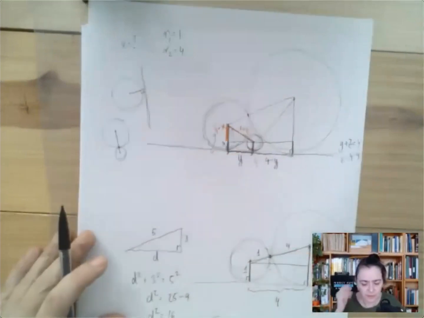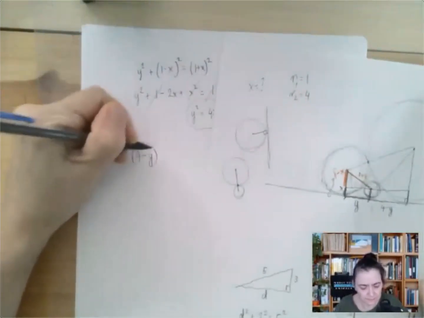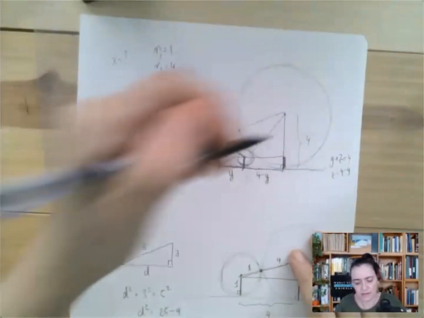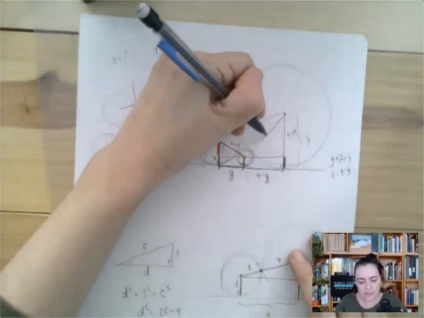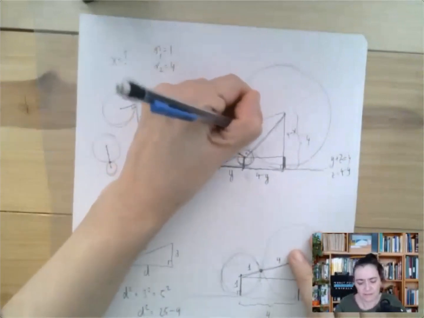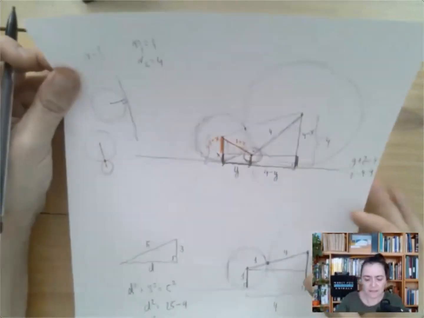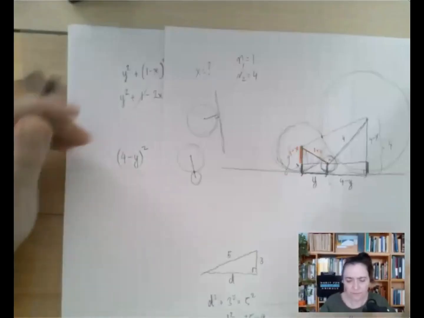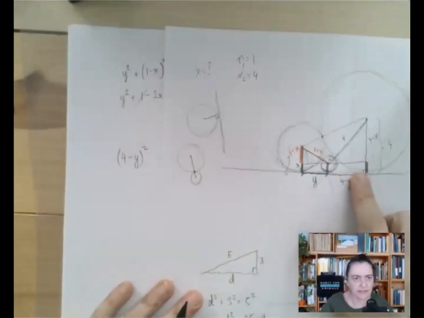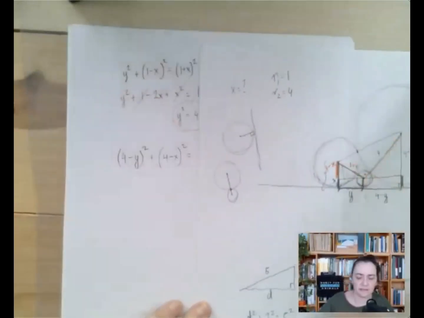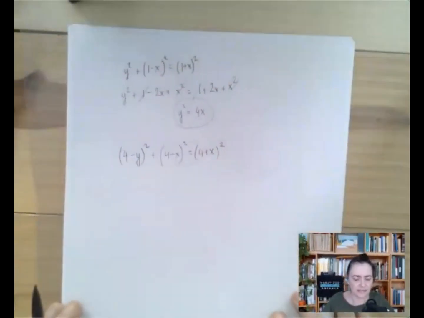for this triangle. So the horizontal side is 4 minus y. The vertical side, well, this whole thing is 4 and this is x. So it's 4 minus x. And the hypotenuse is 4 plus x. This is x, this is 4. So it's 4 plus x. So (4 minus y) squared plus (4 minus x) squared equals (4 plus x) squared. And again, there's going to be some nice cancellations here.